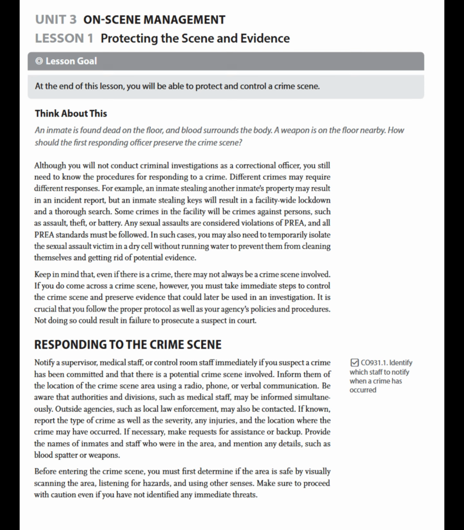Responding to the crime scene. Identify which staff to notify when a crime has occurred.